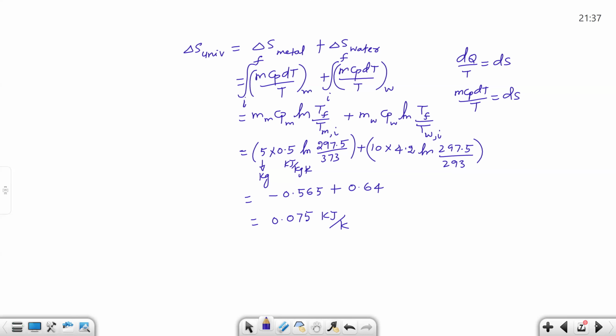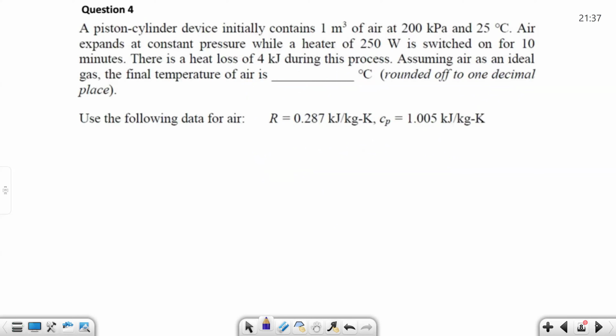So now we move to the next question. A piston cylinder device initially contains 1 meter cube of air. So you have a piston cylinder device. Initial volume 1 meter cube at a pressure of 200 kPa, temperature 25 degrees centigrade.